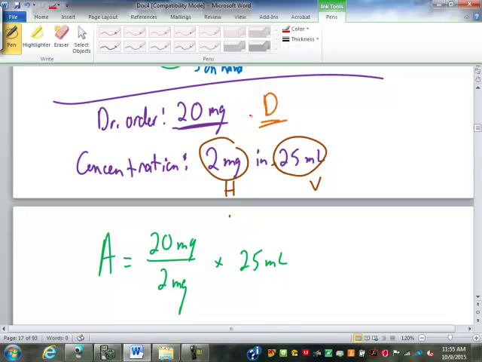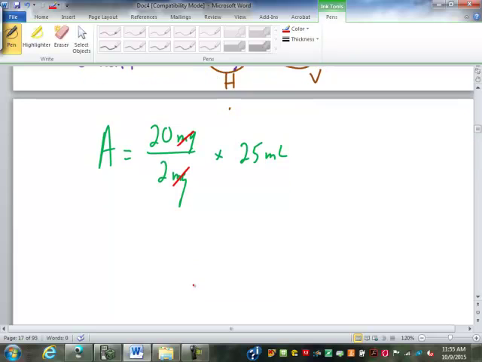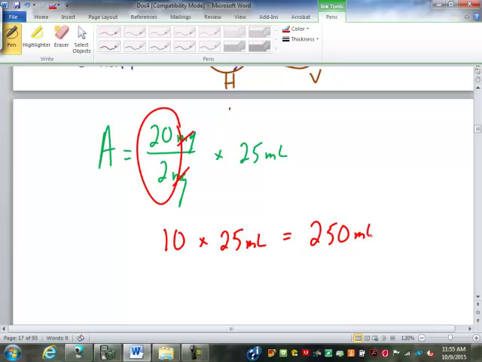Now the reason the doctor's orders and the on-hand dose have to have the same units is so that they'll cancel out. Milligrams and milligrams divide out. 20 divided by 2 is 10. So we take that 10 times the 25 milliliters, we get 250 milliliters, which is what we got for both the proportion and the dimensional analysis.